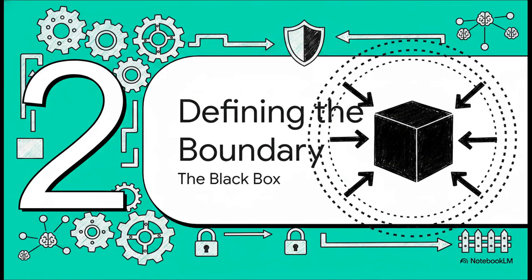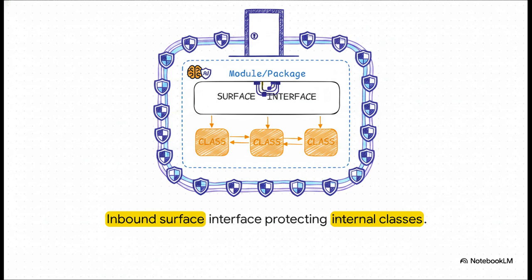Moving right along to Section 2, defining the package boundary, the black box. Once we know exactly what a package owns, we absolutely have to enforce its borders. Think of the package boundary as a locked, closed room. Up at the top, you have the surface interface. This is literally the only front door into that room. Everything else, all those interconnected internal classes humming away inside, they're completely hidden from the outside world. Everything inside that boundary belongs exclusively to the package.